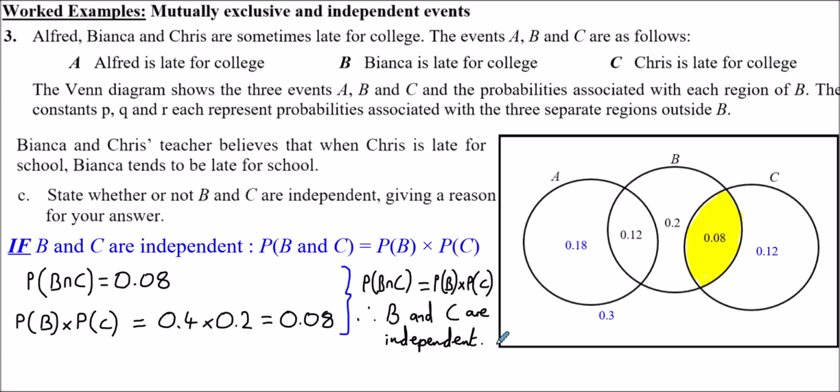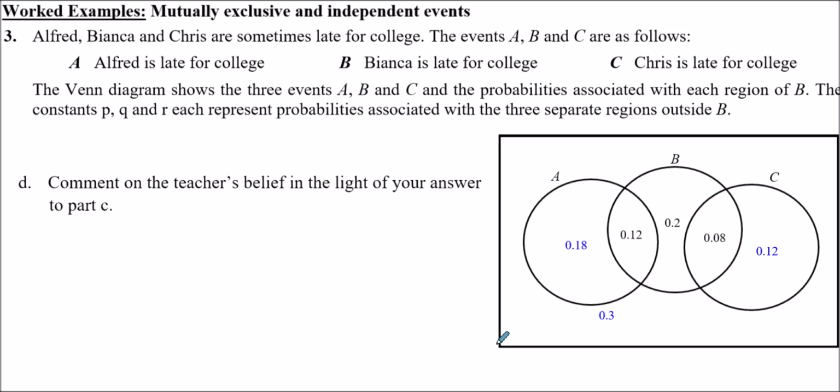Let's have a look at the final part now, using this result from part C. Part D says to comment on the teacher's belief in the light of your answer to part C. Well, the teacher's belief, just going back to the wording on your notes, is that when Chris is late, Bianca tends to be late as well. And so it would seem that he's hinting that when Chris is late, Bianca is as well. So maybe they're going to school together, or they're maybe boyfriend and girlfriend or something. So he's trying to say there's some relationship between their latenesses.